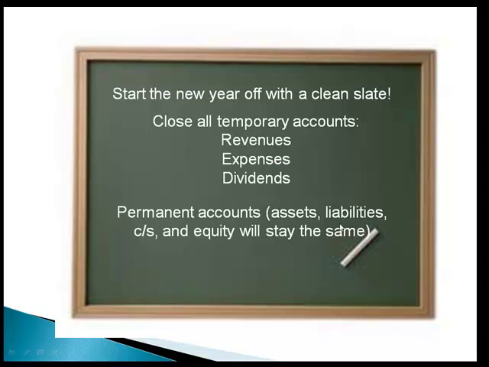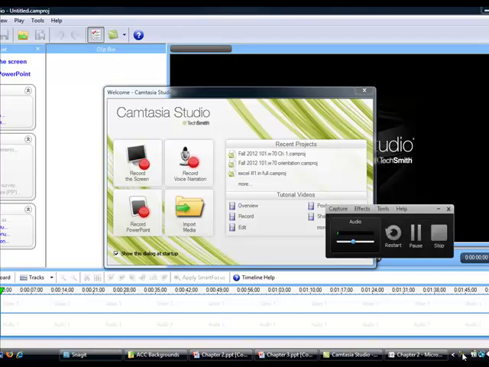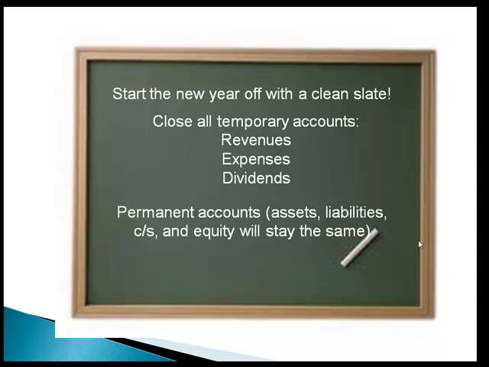Permanent accounts, like an asset, cash. You go to bed on December 31st and you have cash in your pocket, you should wake up on January 1st with the same amount of cash, or with the same car, or with the same amounts that you owe. They don't go away at the end of the period. So the permanent accounts are accounts that stay the same. They don't need to be closed out at the end of the year. Assets, liability, common stock, and your retained earnings stay the same.